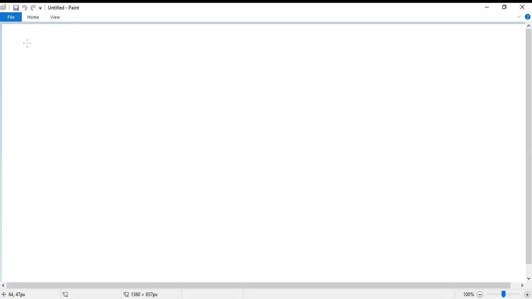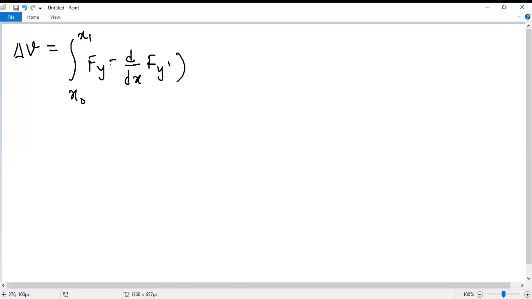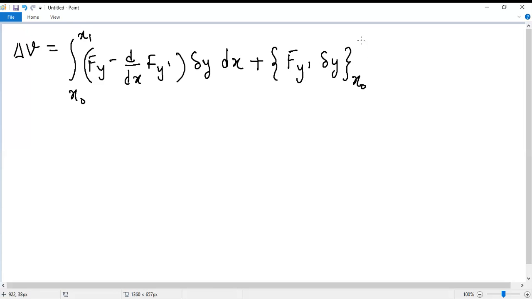And then by using Taylor's theorem and some other facts, we come to the conclusion that this delta v is equal to the integral from x naught to x1 of (fy minus d/dx fy dash) into delta y dx, plus fy dash into delta y from x naught to x1.